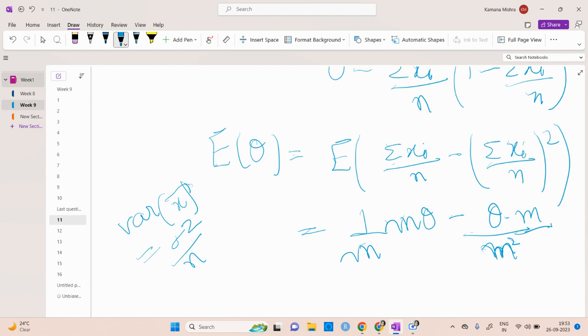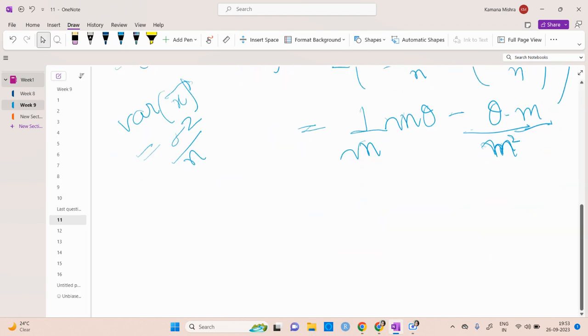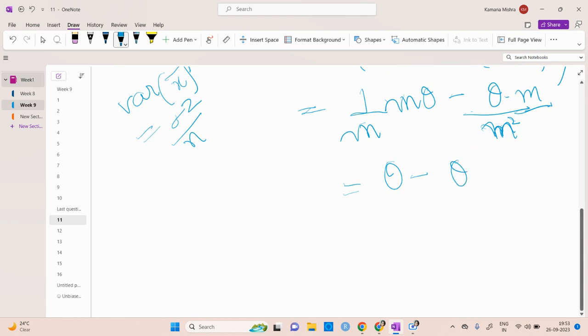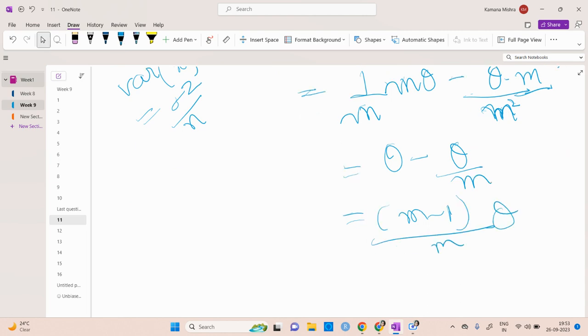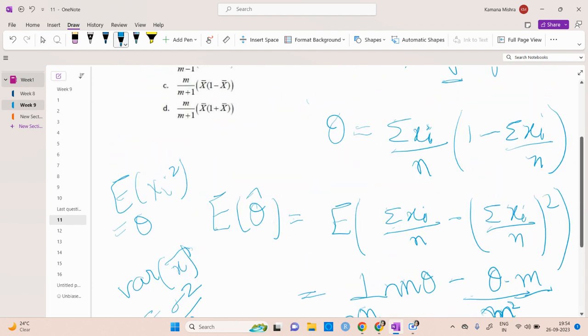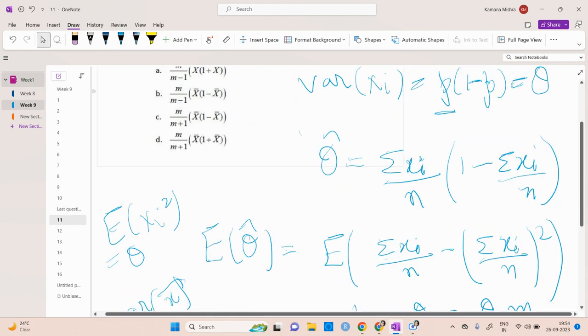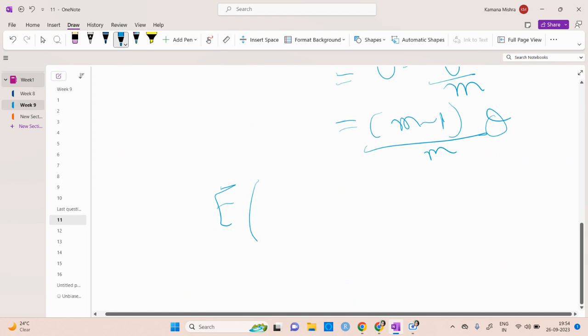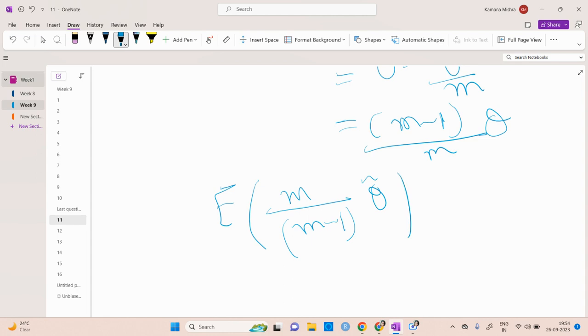Here n square, so 1 upon n square will come out. It will be n, and the expectation of xi square also is theta, so it will come out as theta. So basically at the last we have theta minus theta upon n. So this one is n minus 1 upon n theta, right? Or maybe you should write it as theta cap. So we say that the expectation of n divided by n minus 1 theta cap is equal to theta.